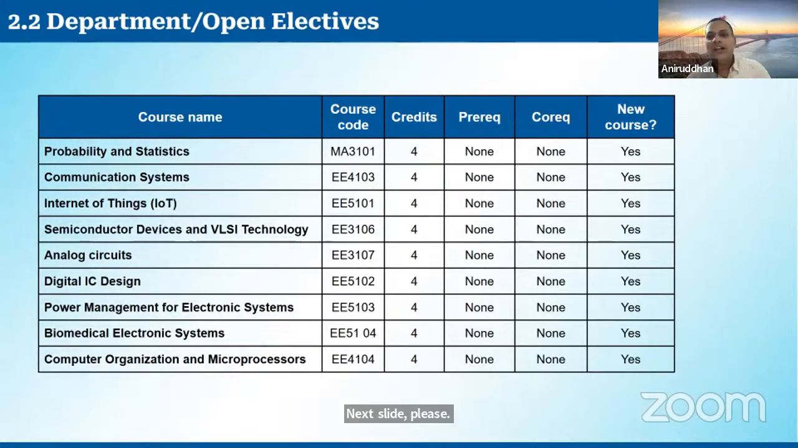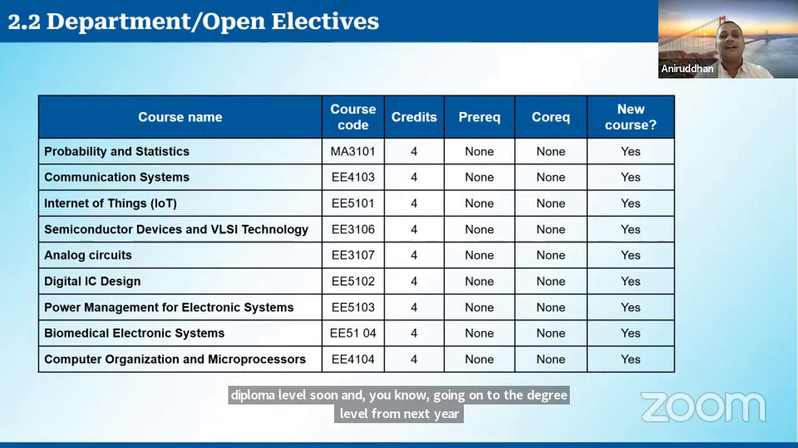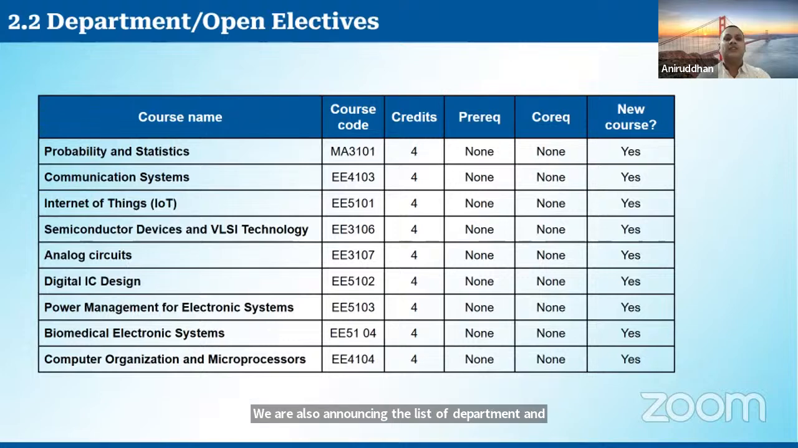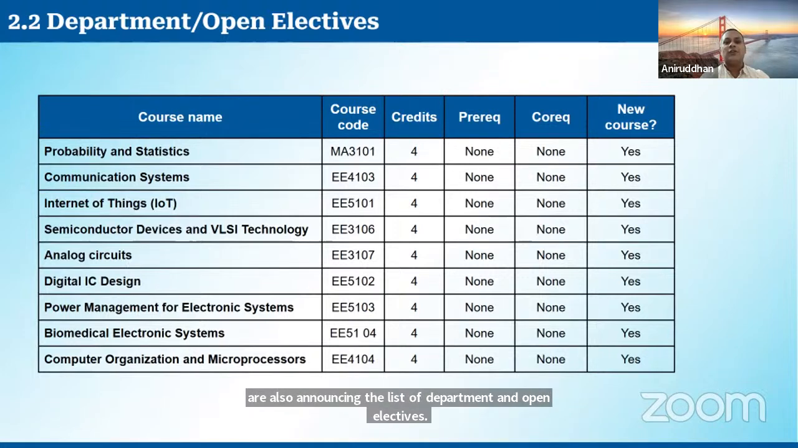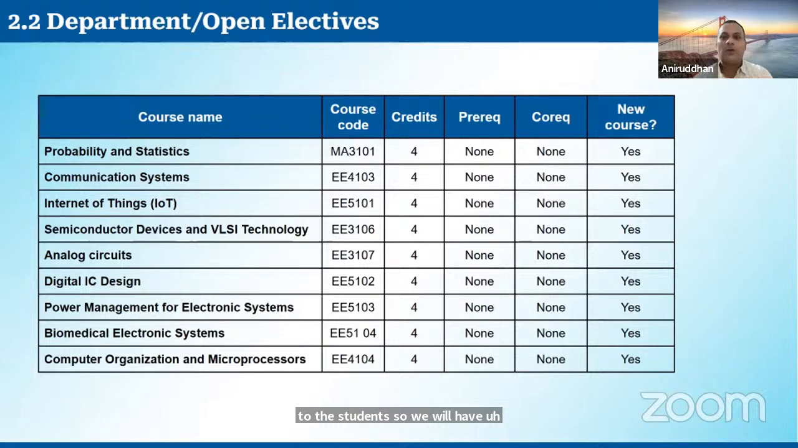And now that students are going to the diploma level soon and going on to the degree level from next year, we are also announcing the list of department and open electives to the students. So we will have several courses related to electronics, which were not covered in the core courses. So we will have a probability and statistics course that forms the basis for a large portion of advanced areas of EE, such as communication, signal processing, computer networking, etc.